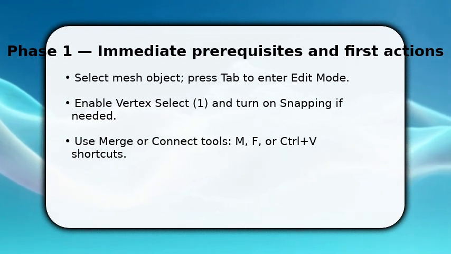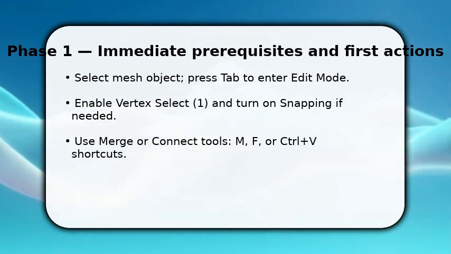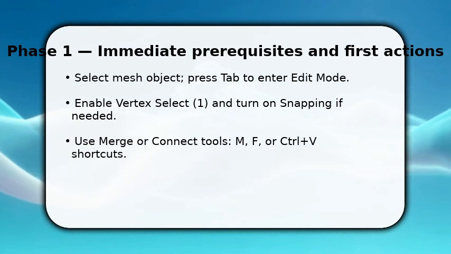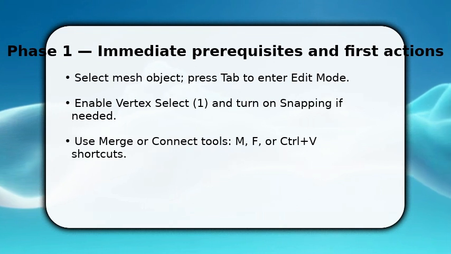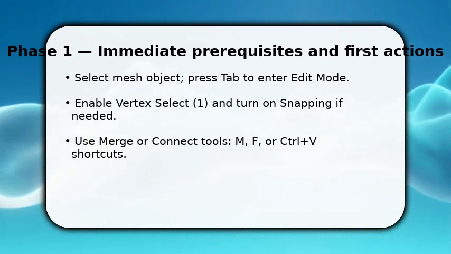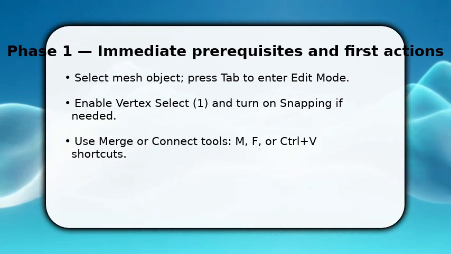Merge versus connect. Merge collapses, connect creates an edge. Now select the two vertices you want and press F to create an edge, or M to merge at cursor. Make sure to use vertex normals and snapping to control placement, because precision here prevents topology issues later.